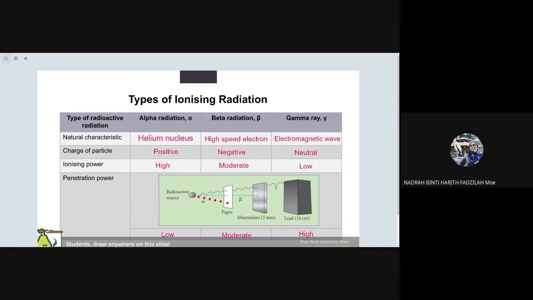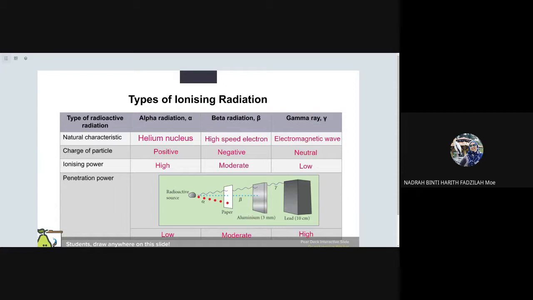And as mentioned in the video before, alpha radiation, even though it is similar to a helium nucleus, does not have electrons. So it is positively charged. But when we take a look at the ionizing power of alpha radiation, it is high. But since it is heavy, the penetration is low.